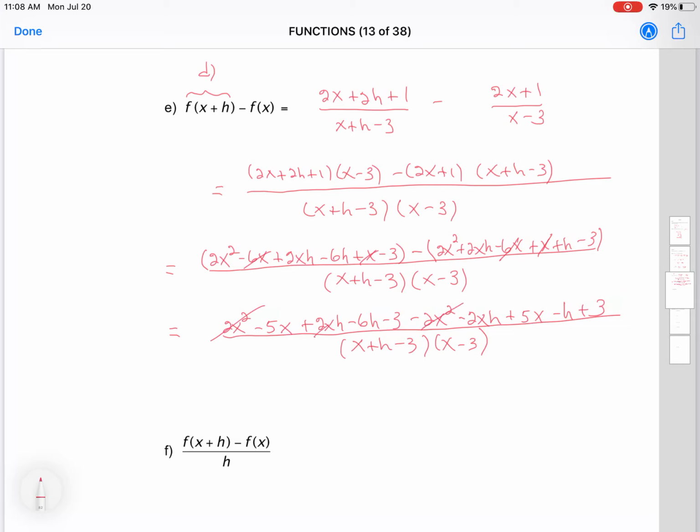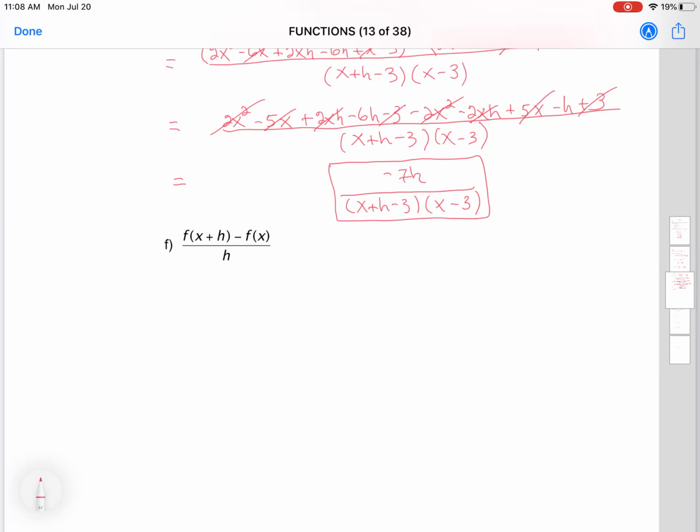Now, reaping the rewards, cancellations galore. 2x squared minus 2x squared, 2xh minus 2xh, minus 5x plus 5x, minus 3 plus 3. Holy Moses, what is left? Minus 6h minus 1h, that would be minus 7h, all over this denominator that I will not expand because nothing much is going to come of it in terms of simplifications. Ladies and gents, this is f of x plus h minus f of x.